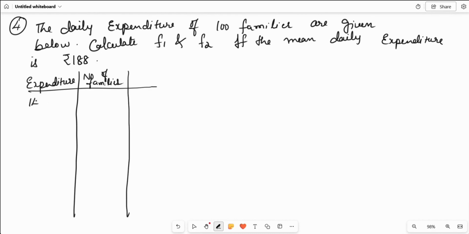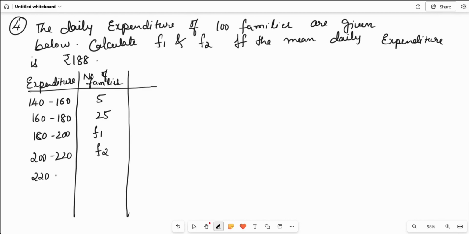So 140 to 160, it is 5. 160 to 180, 25. 180 to 200, F1. 200 to 220, F2. 220 to 240, 5. Okay. So you have to calculate the missing frequency. They have already given the mean value, that is 188 for this data. But you have to calculate the two missing frequencies.